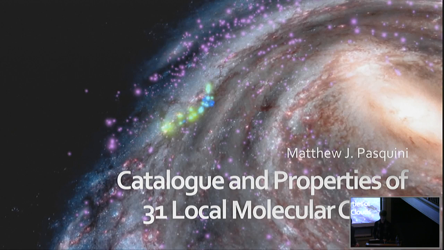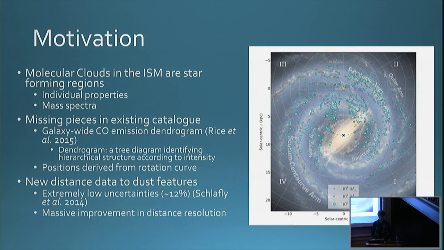Yes, so my work this semester in Astro 98 was on making a catalog and collecting the properties of 31 local molecular clouds. So a bit of background. Molecular clouds in the interstellar medium, ISM, are important star-forming regions. So it's useful to know both their individual properties as well as their collective properties, such as their mass spectrum.